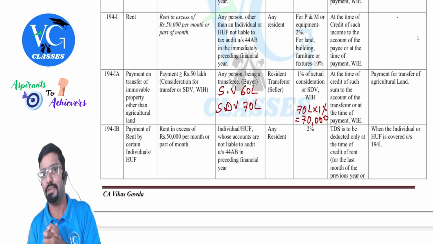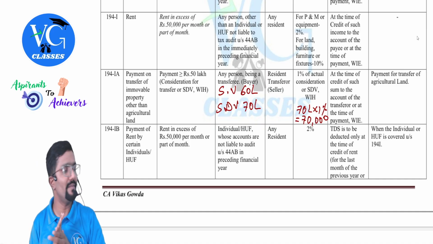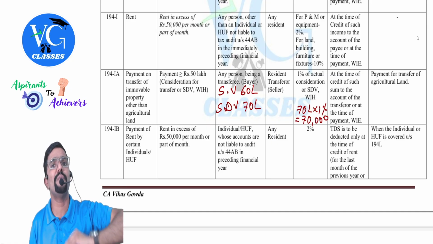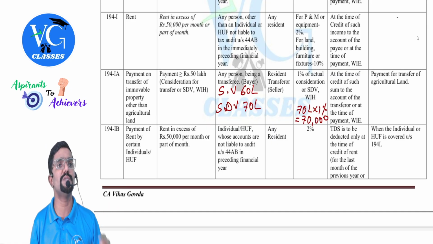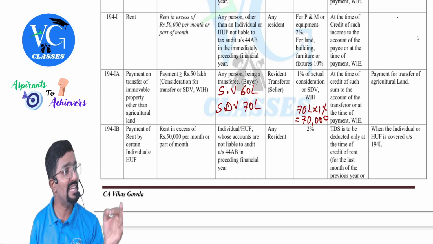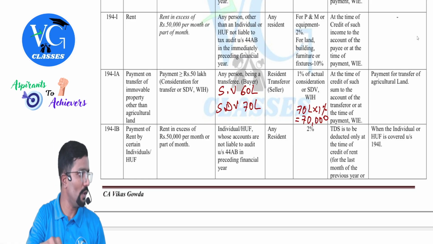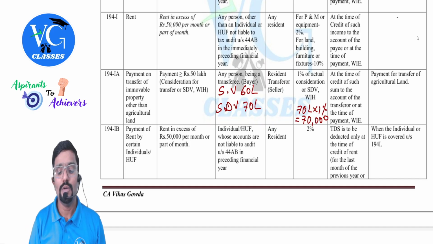70 lakh. Higher figure was 70 lakh. Hope you understood. Clear? So buyer before paying 60 lakh, he will deduct 70,000 and pay remaining 59 lakh 30,000. 59 lakh 30,000 to whom? To the seller.